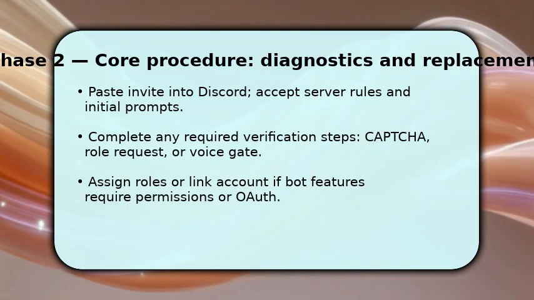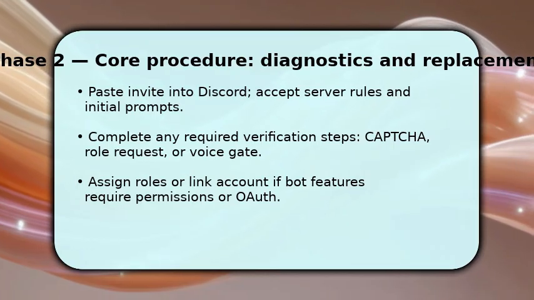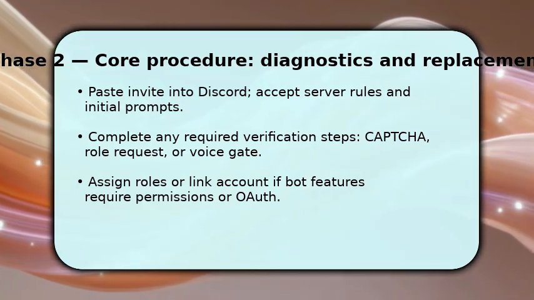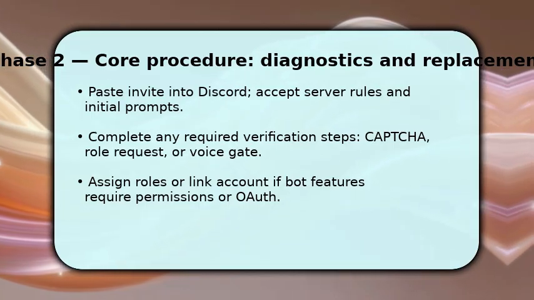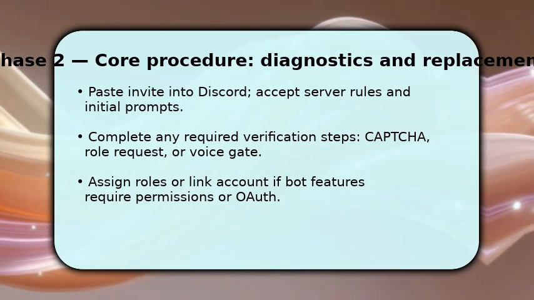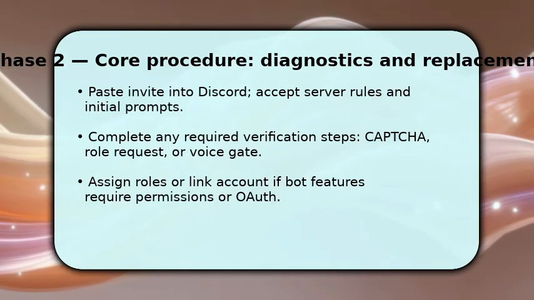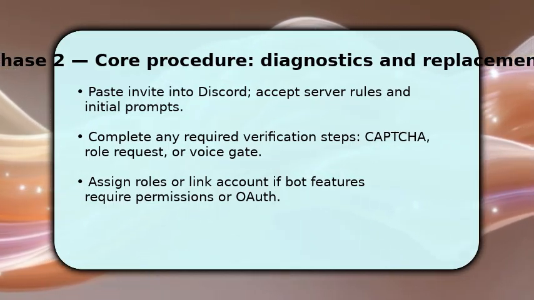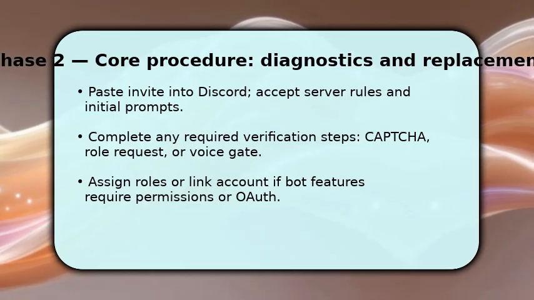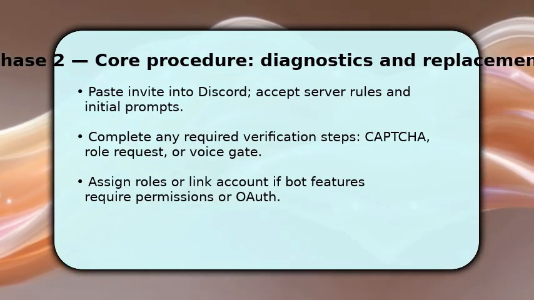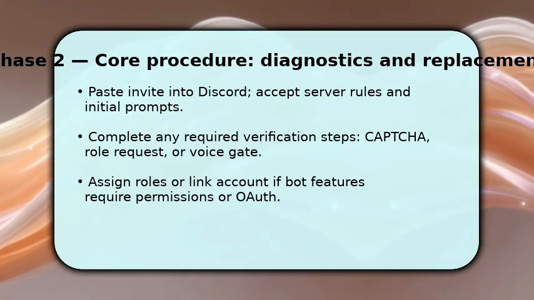You paste the invite into Discord and click join, then immediately read and accept the server rules. That prevents later blocks. If the server uses verification, CAPTCHA, reaction roles, or a voice gate, complete those steps now so channels unlock. Next, follow role request procedures or link your account if Bong requires OAuth or bot permissions. Grant the minimum permissions necessary.